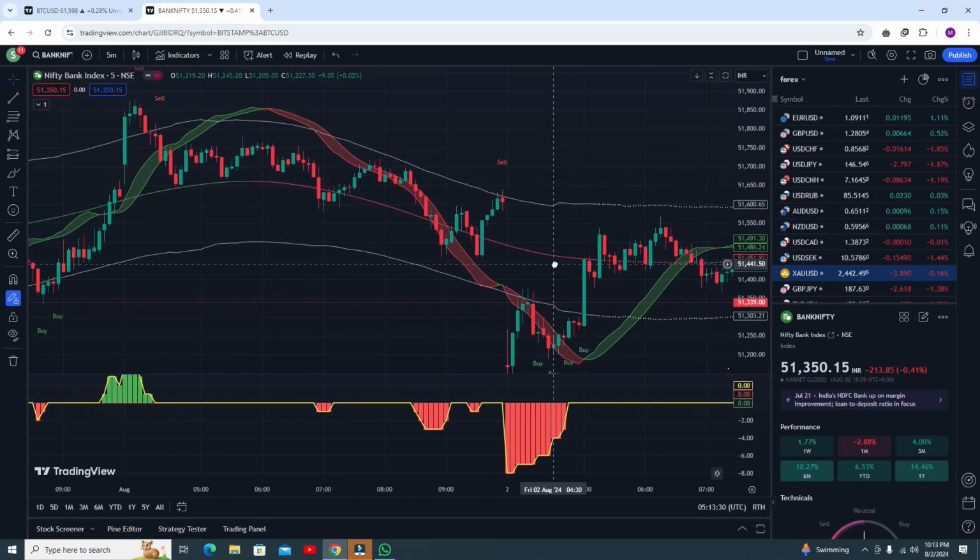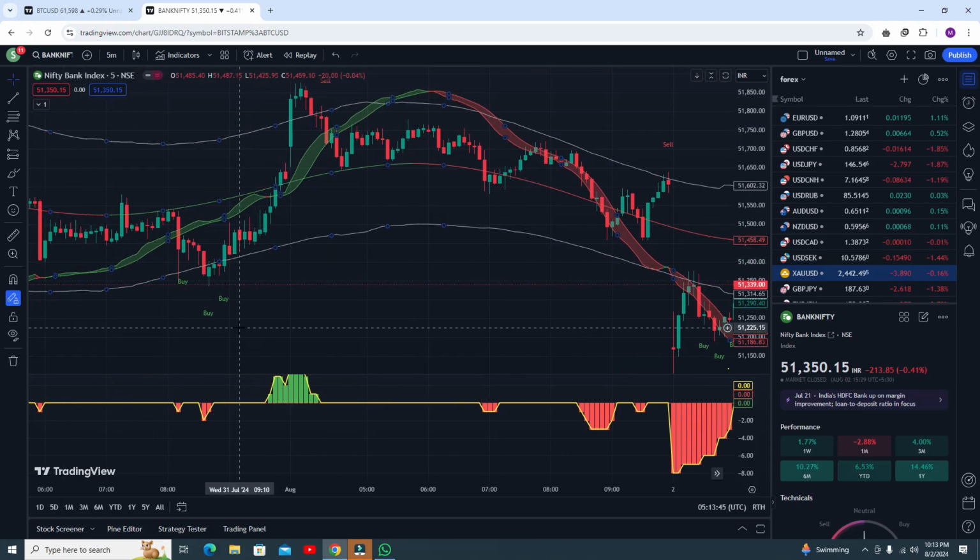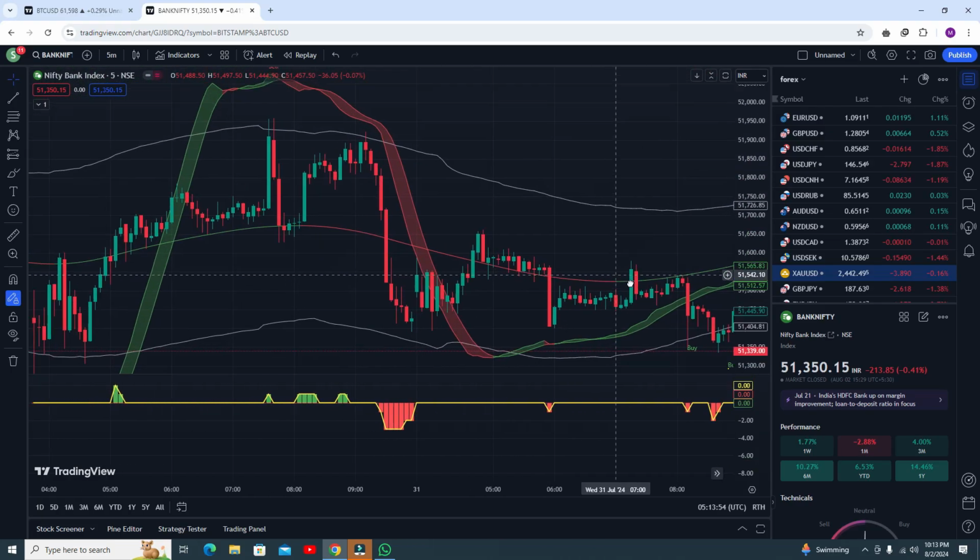Okay, if we move further, you can see you got the sell signal and there is no volume. So what you have to do, you have to go for the sell position, and put your stop loss as I showed you at the start of the video. And here you can see you are getting a buy signal, there is no volume, you need to follow the buy signal and you need to book your profit here. Okay, so on, and let's move further.